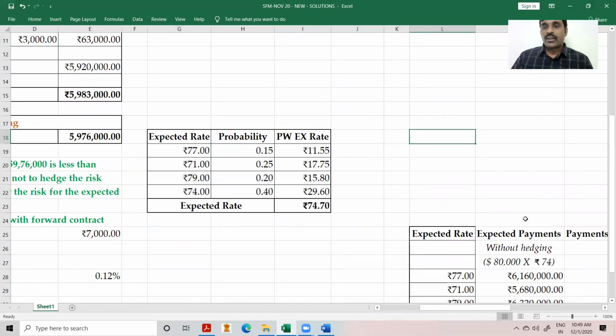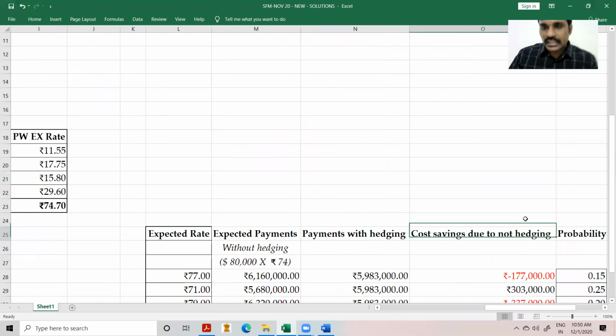But in real life, in your corporate career, don't present in that manner. That 11.55, 17.75 does not make any sense. Every figure you use in the answer, you should be able to explain what that figure stands for. If I ask you what this 17.75 stands for, and you can't explain it, therefore it is not advisable to use those figures. Okay? This is the way you have to present.